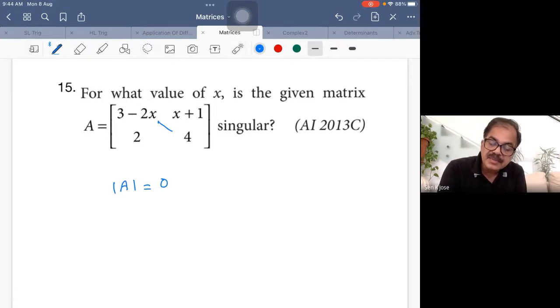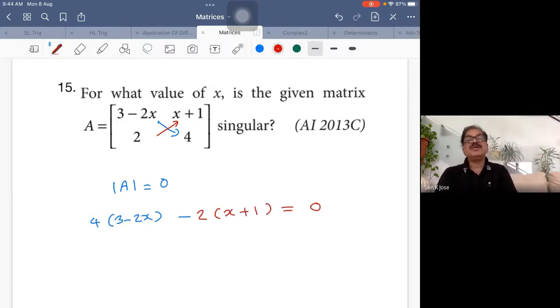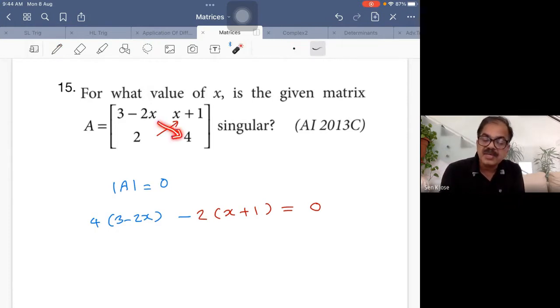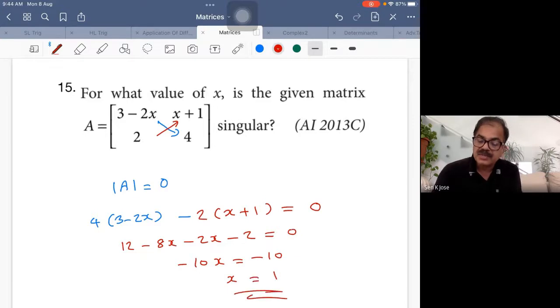So you'll take the determinant of this, cross multiply like that, right? So 4 times (3 minus 2x) minus, then multiply those two, 2 times (x plus 1). Determinant evaluation. Determinant has to be equal to 0. So I'm evaluating the determinant, cross multiply like this: A into D minus B into C. When you open the bracket, it is 12 minus 8x minus 2x minus 2 is equal to 0. Minus 10x is equal to minus 10. So x is equal to 1.